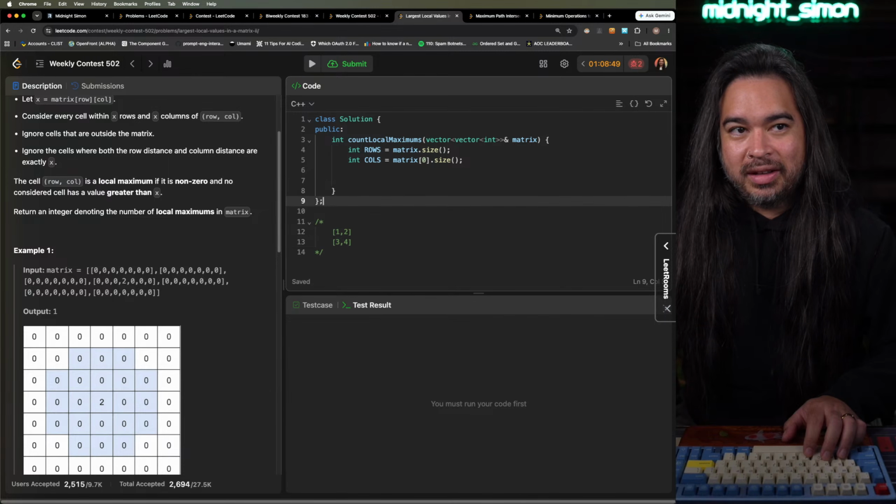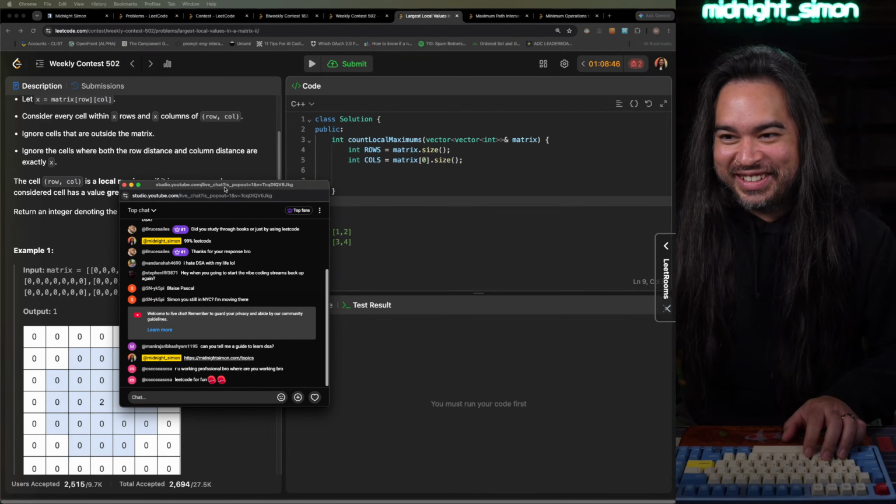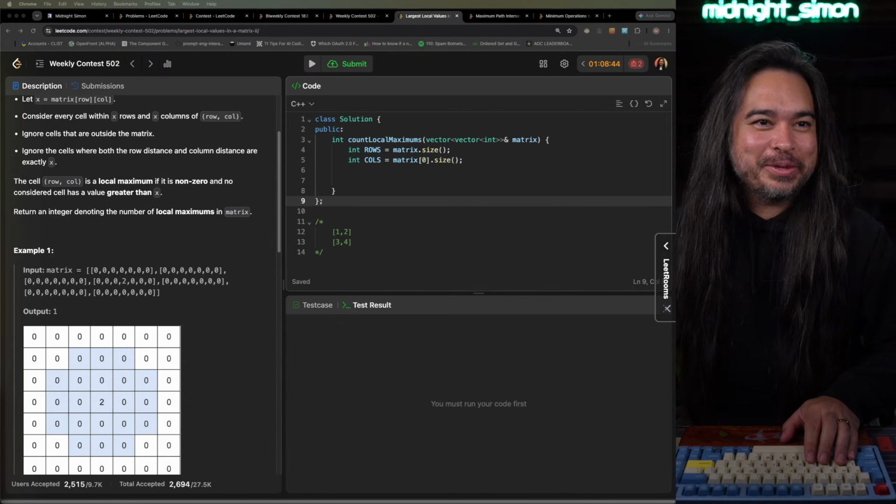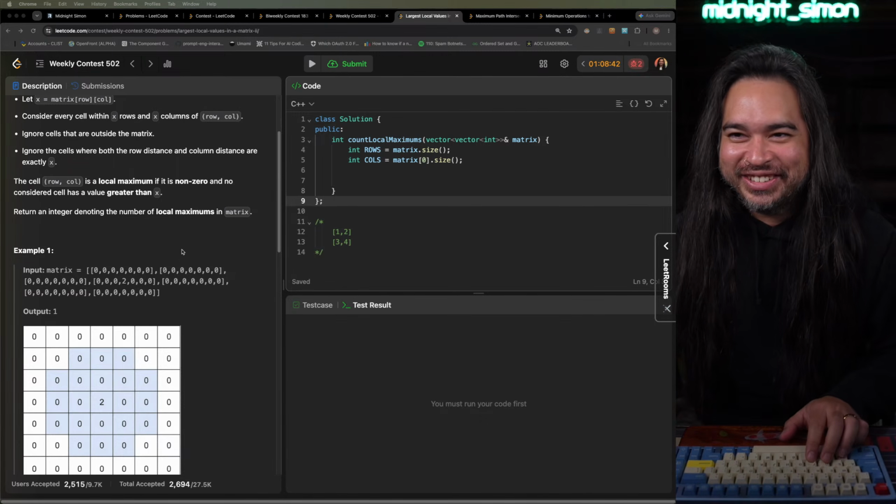I see. LeetCode for fun? Why did that trigger so many people, man? Doing LeetCode for fun?